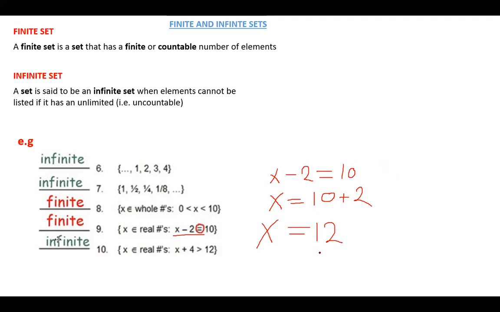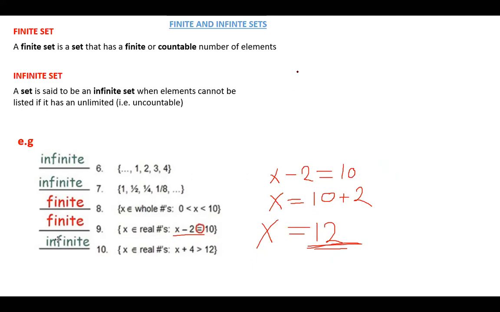So this 12, is it a real number? Is it a member of real numbers? If yes, then it's a finite set. Can you count the number of elements in this set? Yes, because this one is a singleton set. How do I know? Because I only have one element here.